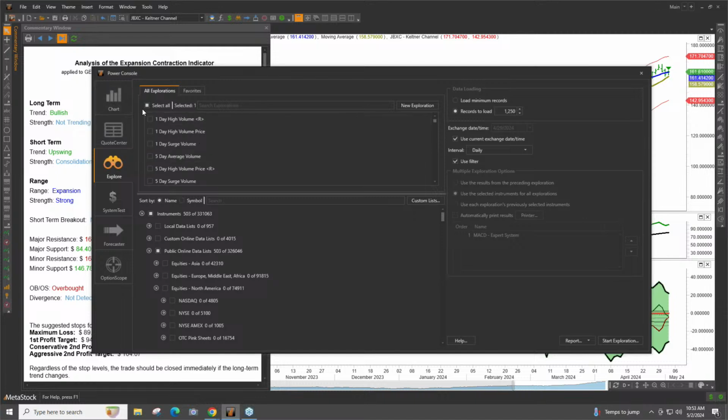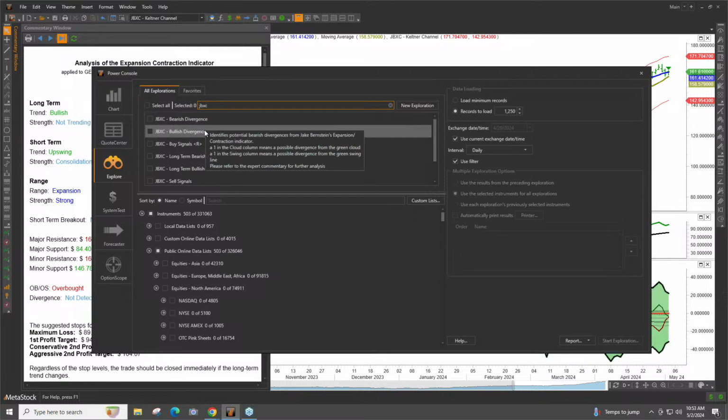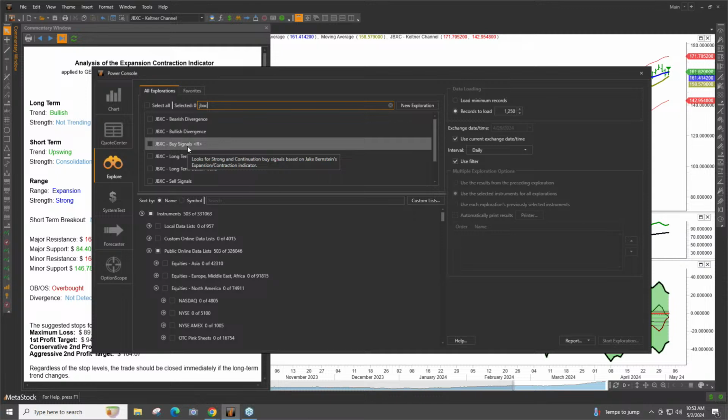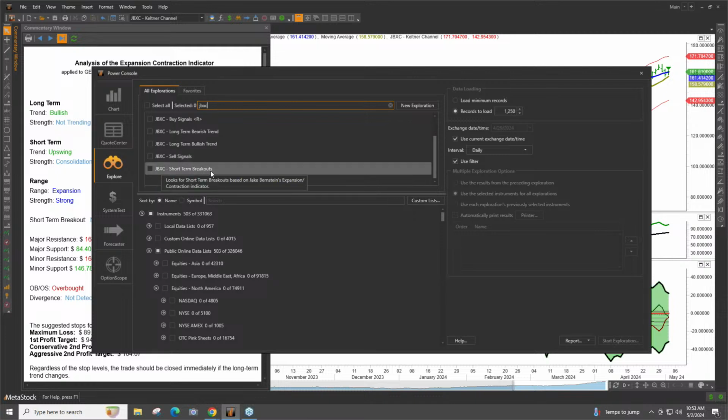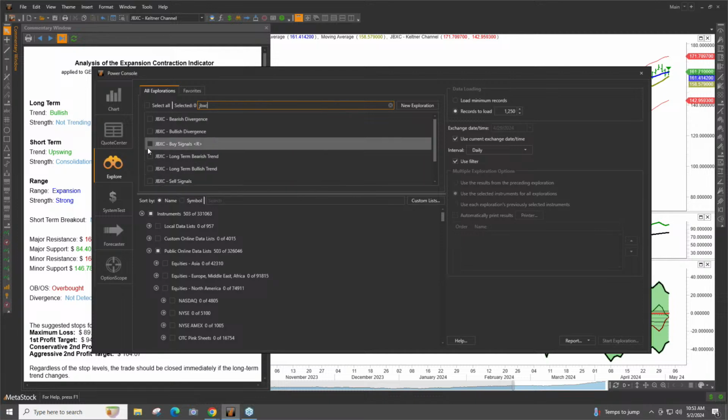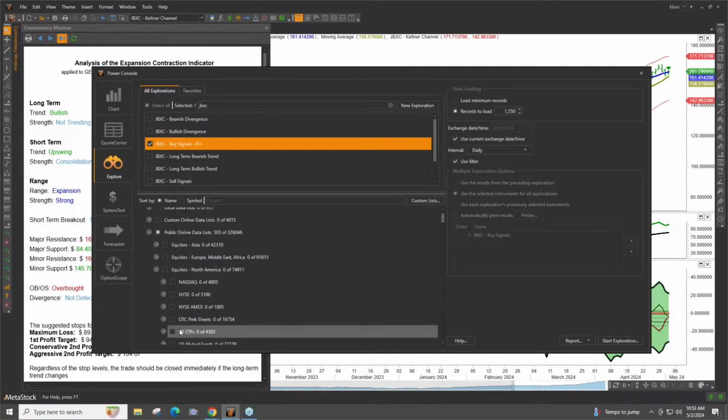So I've come in here to the scanner. I'm going to turn off any of the scans that are here, but I just want to show you how easy this is. If I type in JBXC, I can look for stocks that have a bullish or bearish divergence. I can look for the buy signals, which will look for both the strong buy signals and the continuation buy signals. You can look for stocks in a long-term bullish or bearish trend. You can look for sell signals, which include the strong sell signals and the continuation sells. And you can also look for short-term breakouts. I'm going to run the buy signals on a quick list, so let's pop this in.